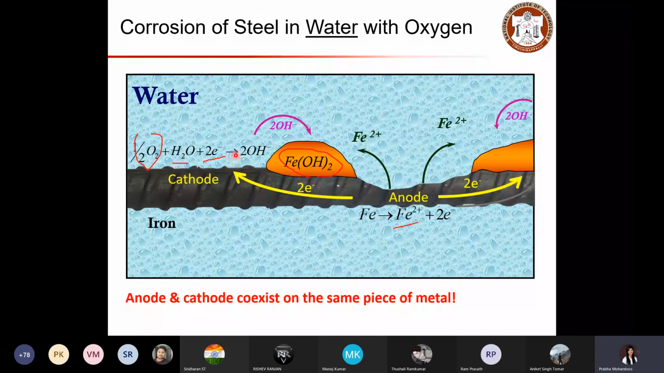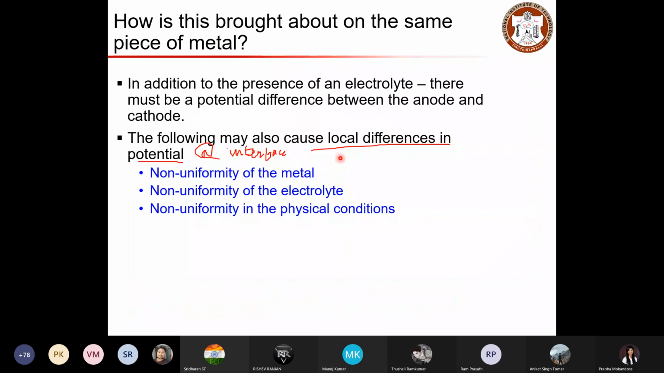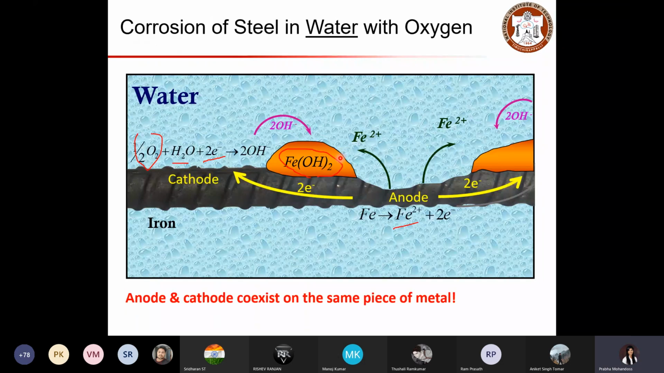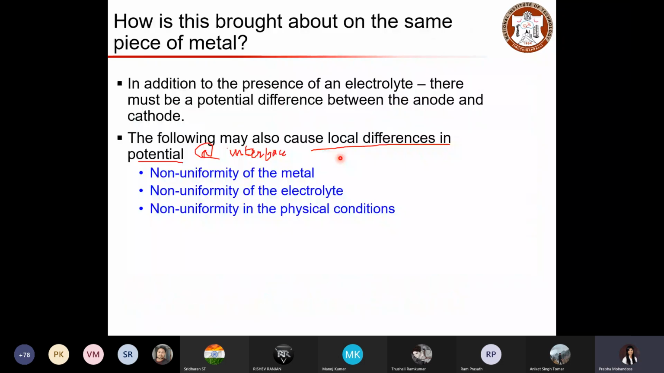So now you have a hydroxyl ion in the cathode, and from the anode you have Fe2+. So this hydroxyl ion, what happens? This again comes back to the anode and reacts with the available Fe2+ here, and that will lead to the formation of rust, called Fe(OH)2. Is that clear how the corrosion process takes place?